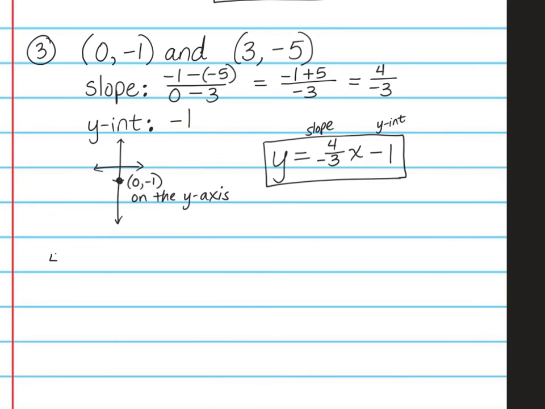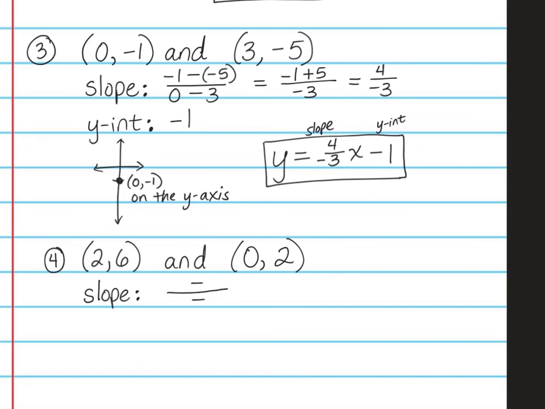Let's practice that one more time. Here I have my 2 points, 2, 6 and 0, 2. So let's first find our slope. I'm going to write my skeleton of the formula. My y numbers go on top, 6 and 2. My x numbers go on the bottom, 2 and 0.